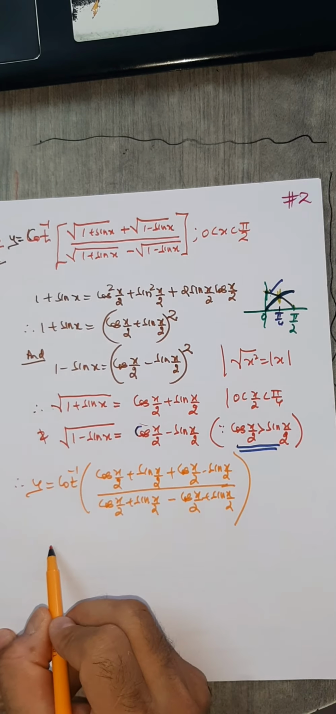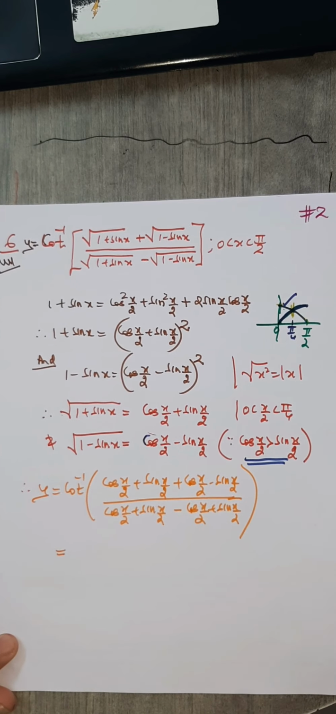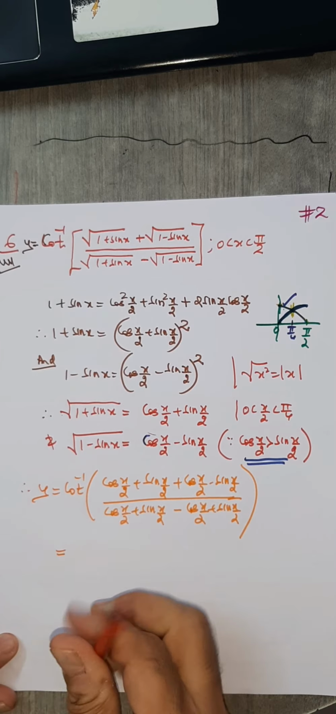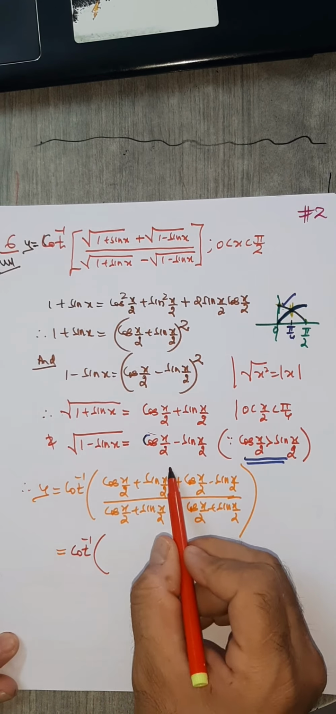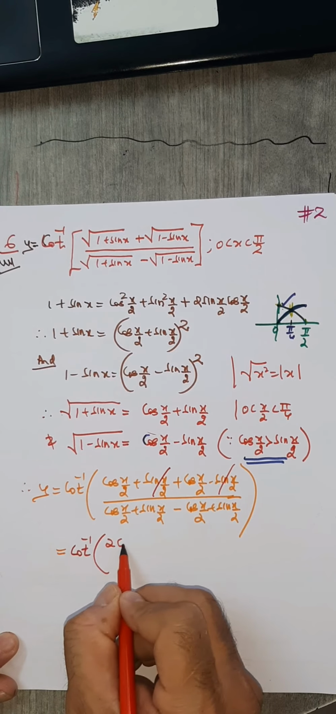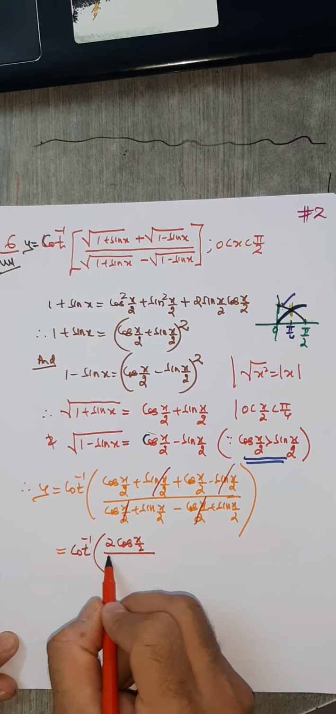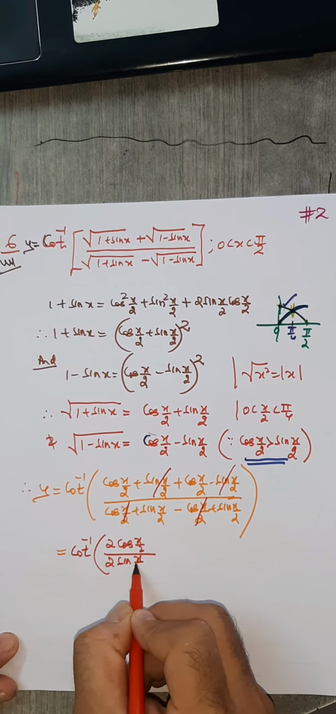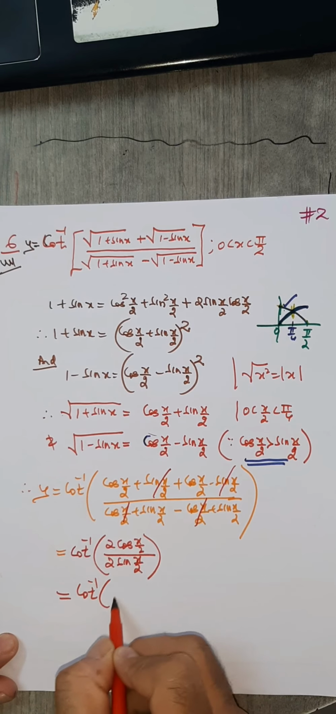So now you see inside the bracket here. Inside the bracket, you are just left with the cot function. Why? Because this sine will get cancelled. This is twice cos x by 2. This cos will get cancelled. This is twice sine x by 2. So this is cot inverse cot x by 2.